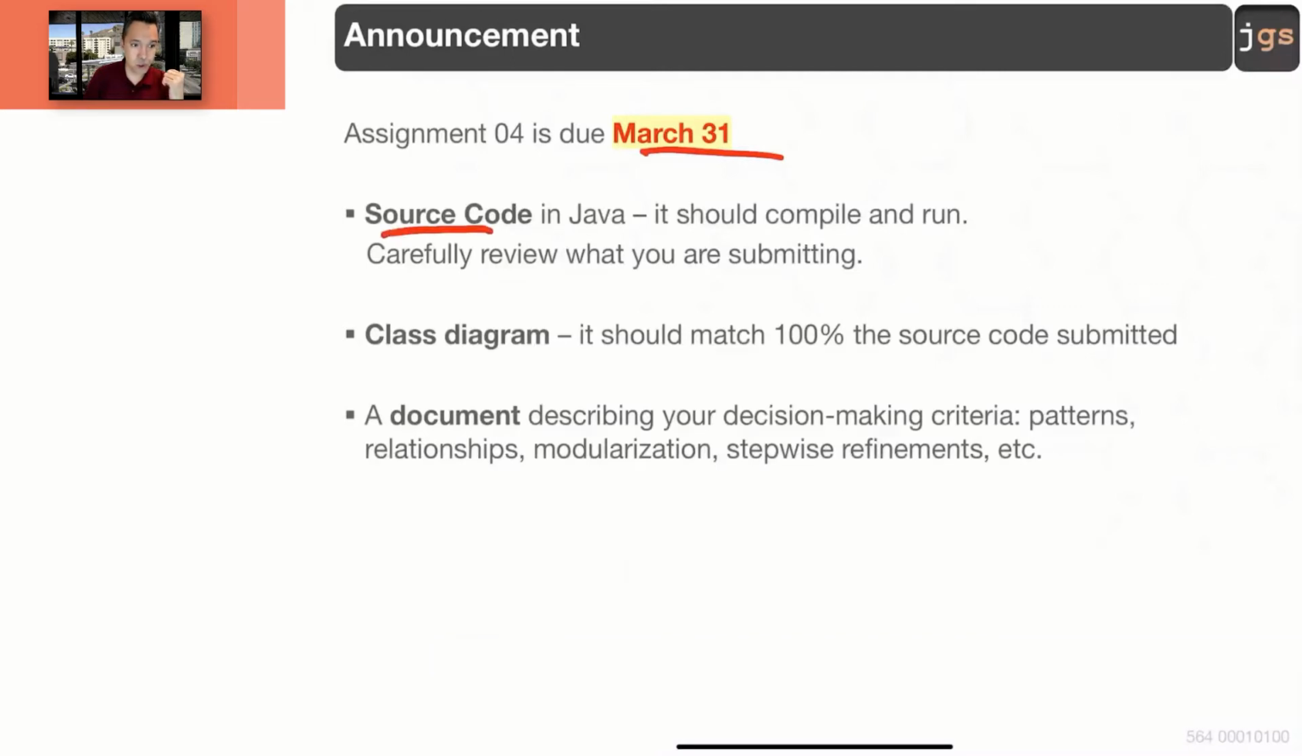Source code should compile and run. Your class diagram should be a match to the source code. The source code that you submit and the diagram that you submit should be the same. Either you start working with one or with the other, but before you submit, review that they match. It's going to be a big part of your grade. So please review that. And your document, your decisions, you should check what you did.